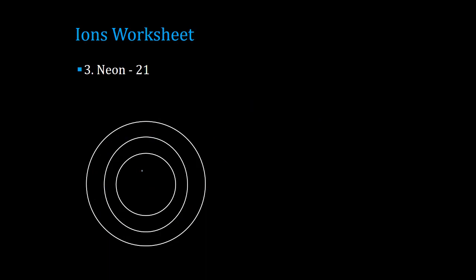Neon has 10 protons. Neon 21 would have 21 minus 10 is 11 neutrons, and it also will have 10 electrons. There's 2 on the first energy level, 1 here, and then 2, 4, 6, 8. And that's actually stable. And if we look at neon's electron dot diagram, we can see 1, 2, 3, 4, 5, 6, 7, 8, no ion. It will not form an ion because it's already got a stable configuration.